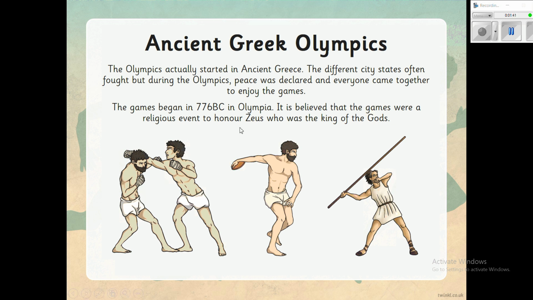So the Olympic Games actually began in 776 BC. So that's almost 3,000 years ago, in Olympia, which is one of the cities in Greece. It is believed that the games were a religious event to honor Zeus, who was the king of the gods. So already we can see there are so many differences between ancient Greek Olympics, why they did it, for example, compared to the modern Olympics, the Olympics that happens nowadays.